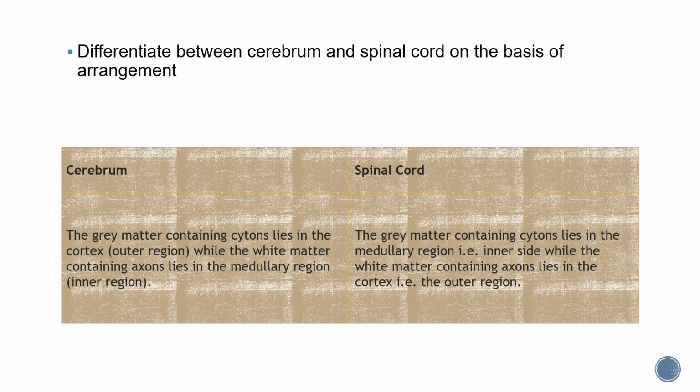So here also, what will be the answer? The gray matter containing the cyton lies in the outer region, while the white matter containing the axons lies in the medullary region or inner region. Now in the spinal cord, what is happening? The gray matter containing the cyton lies in the medullary region, the inner side, whereas the white matter containing the axons lies in the cortex region, that is the outer region.